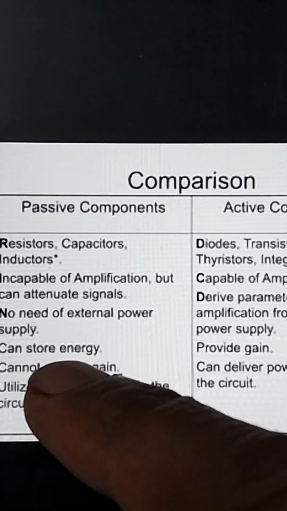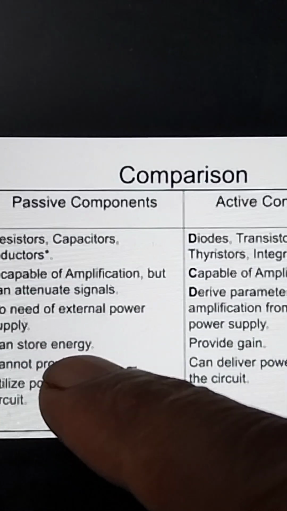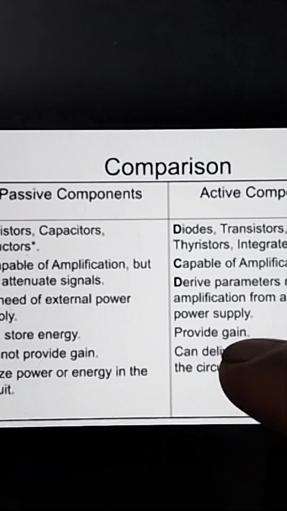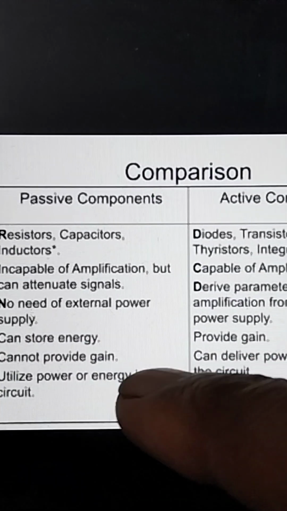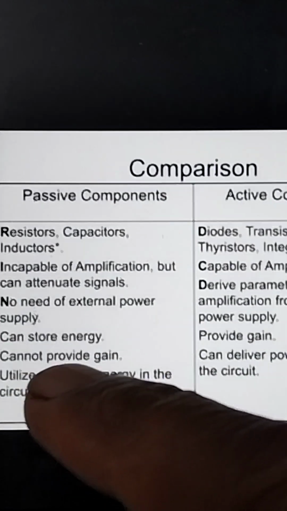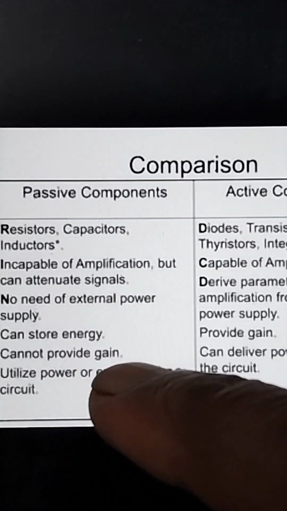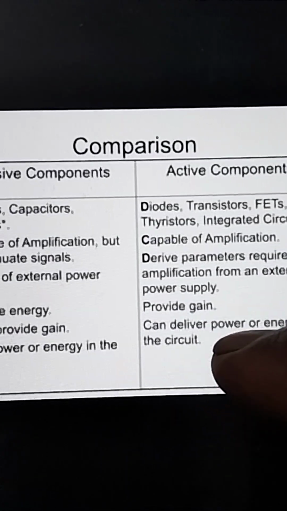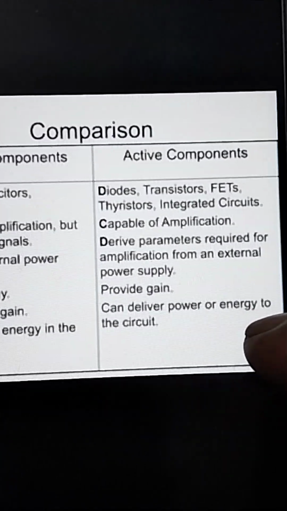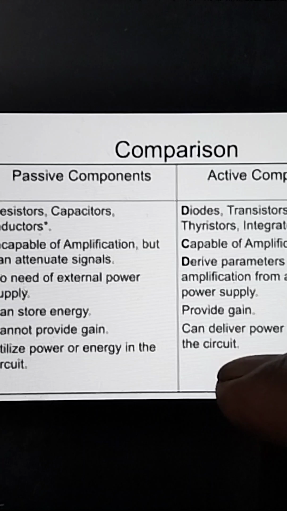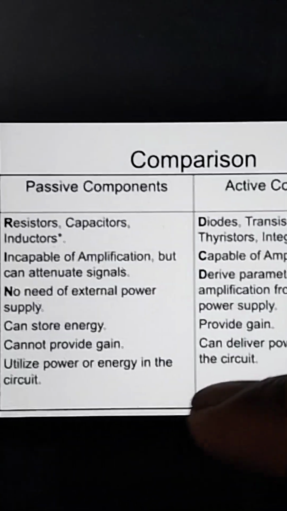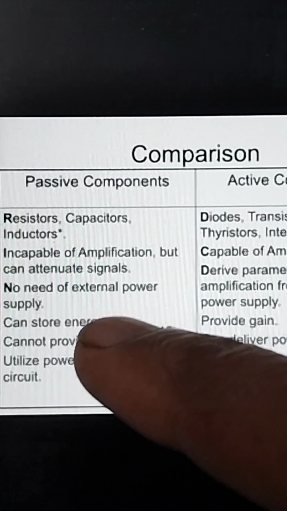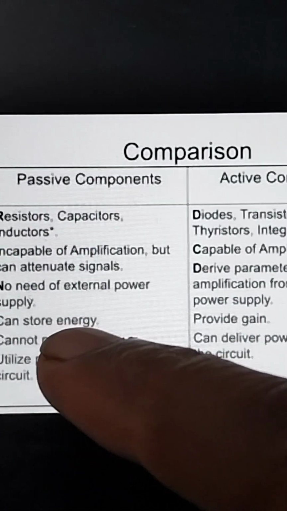Passive circuit components can store energy, and active circuit components can provide gains. Passive circuit elements cannot provide gain, but active circuits can deliver power or energy to the circuit. Now let us discuss it in more detail. It can store energy.